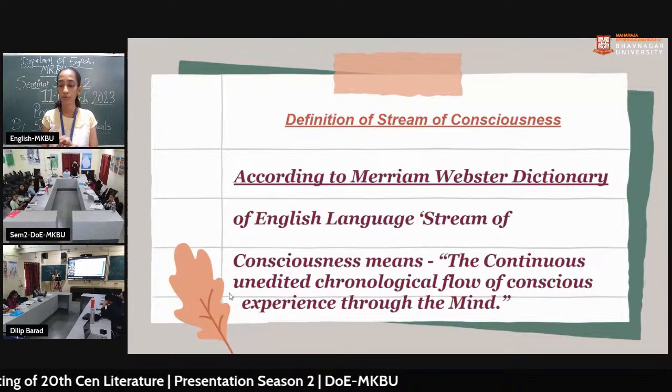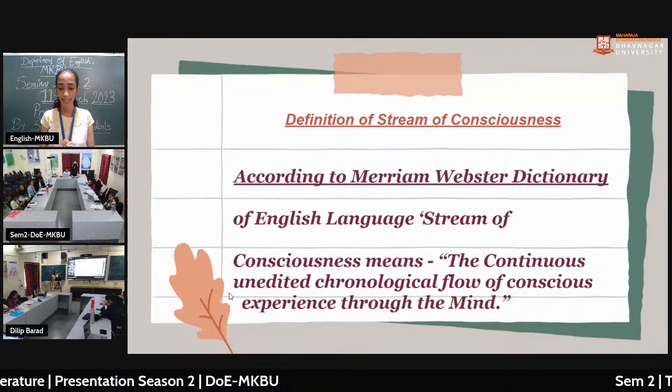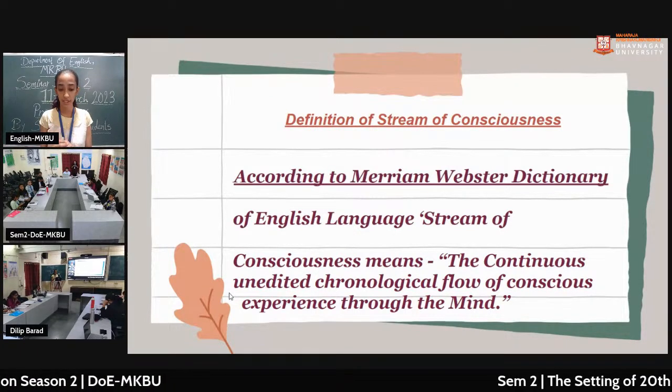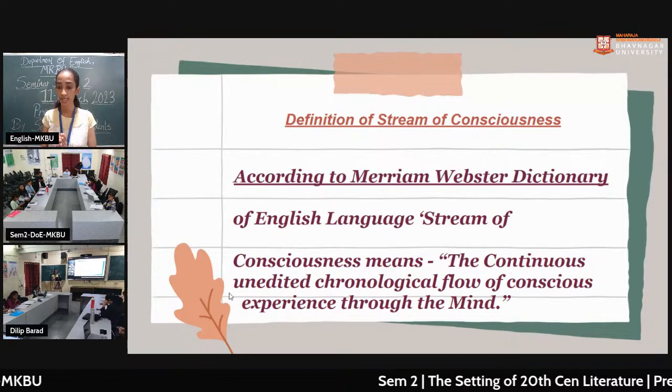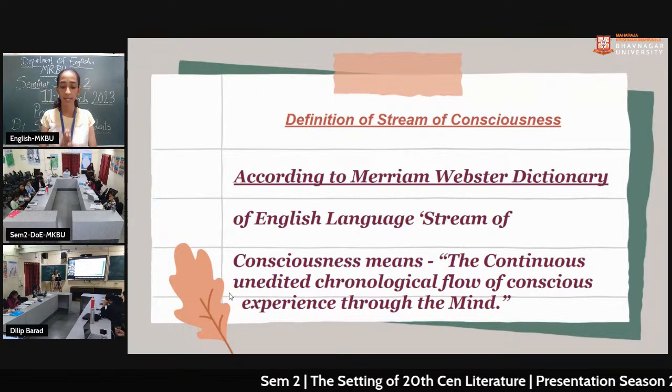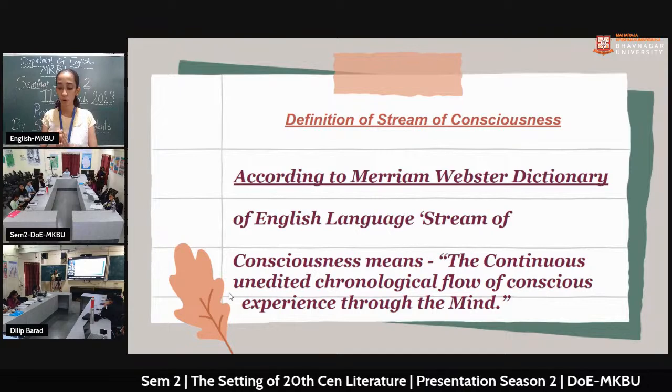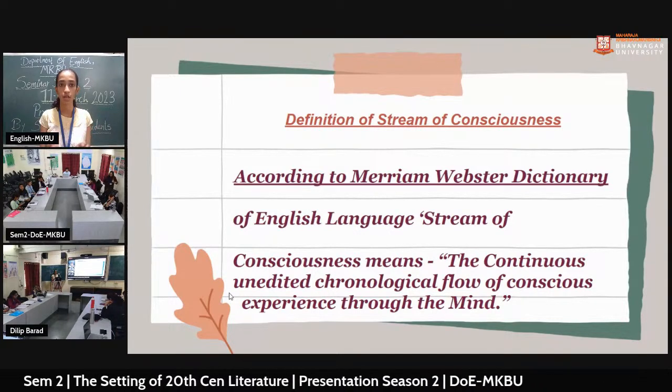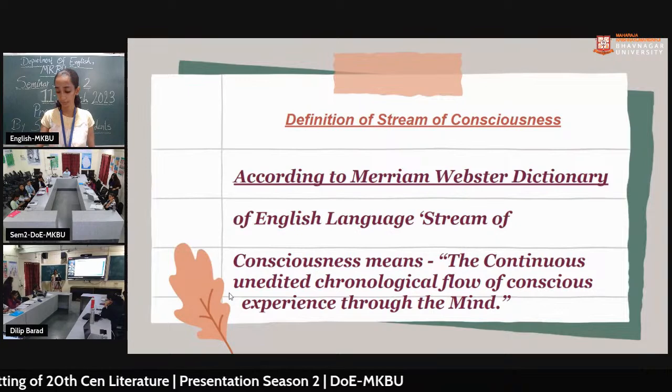Definition of stream of consciousness. According to the Merriam-Webster Dictionary of English Language, stream of consciousness means the continuous, unedited, chronological flow of conscious experience through the character's mind.